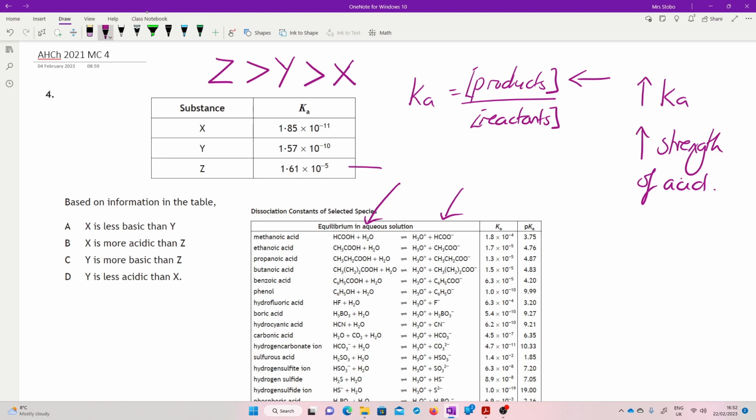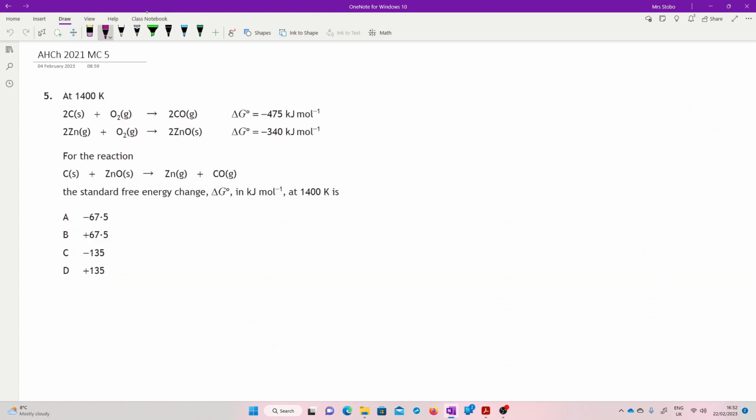X is less basic than Y. So is X less acidic than Y? No, that's not true. X is more acidic than Z. Again, nope. Y is more basic than Z. Yes, because it's less acidic. And Y is less acidic than X, just to check. No, because it's more. There we go, C is the answer.